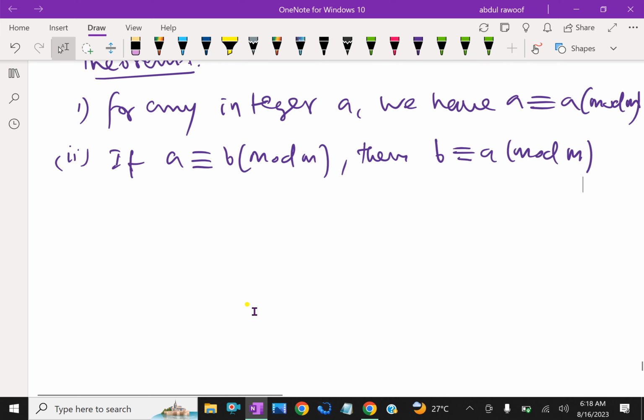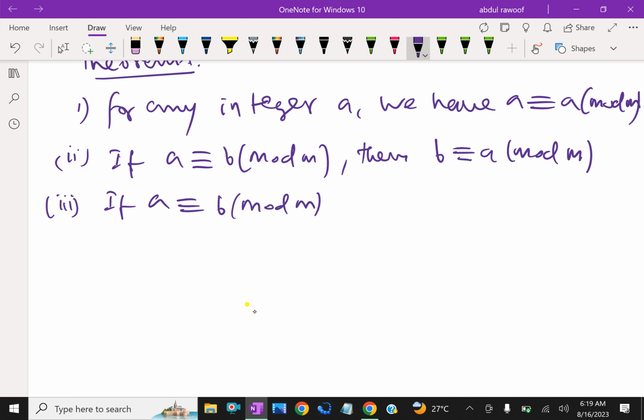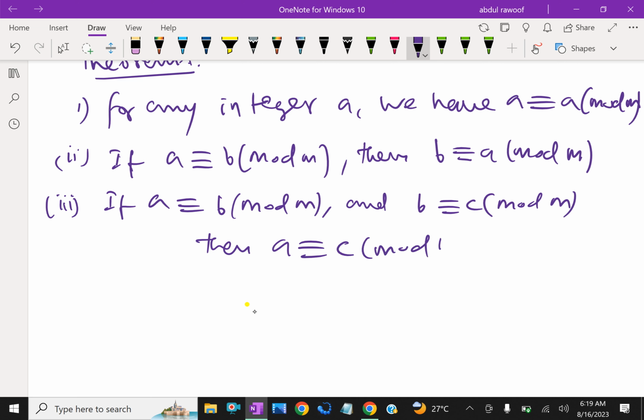Then, if a is congruent to b mod m and b itself is congruent to c mod m, then we can say a is congruent to c mod m.